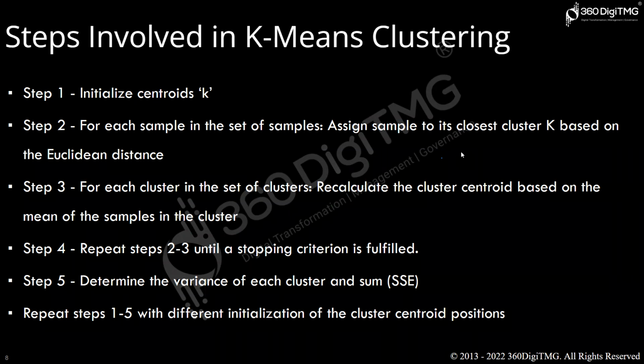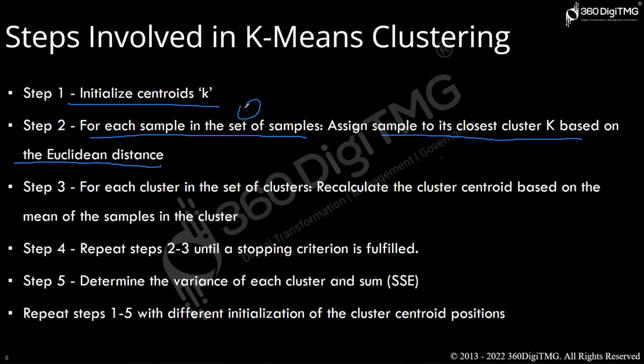So we are going to initialize K centroids. For each sample in the set of samples, assign the sample to its closest cluster K based on Euclidean distance. So there is one data point and one more data point, so what is the distance? How are we going to implement the distance formula, guys? We are going to use Euclidean distance. What is meant by this Euclidean distance? It's nothing but the distance between the centroid value and the observed value.